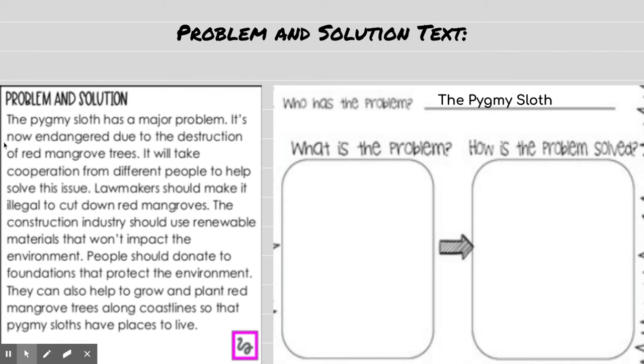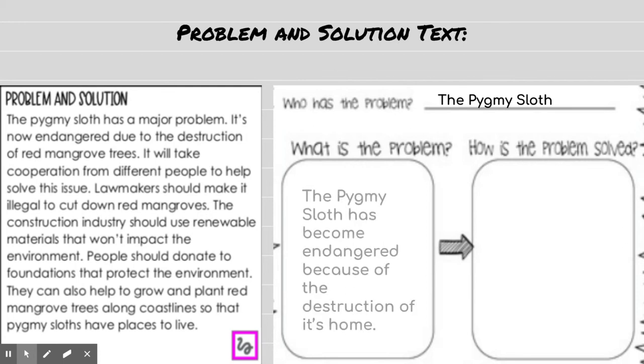So what is the problem? Think back to what we just read. Think in your head. What is the problem in our text? Good. So the pygmy sloth has become endangered because of the destruction of its home, with people cutting down the trees and using non-renewable sources. Their homes, their trees are being destroyed.